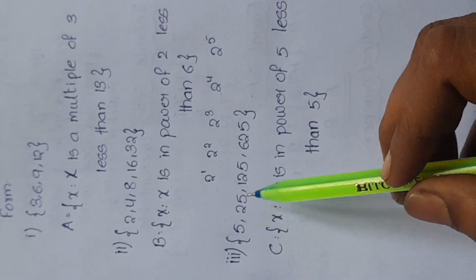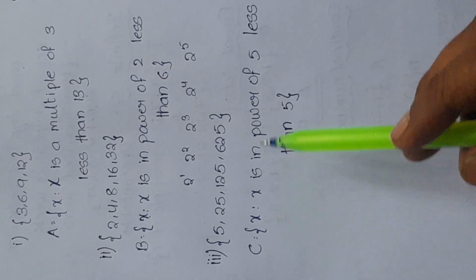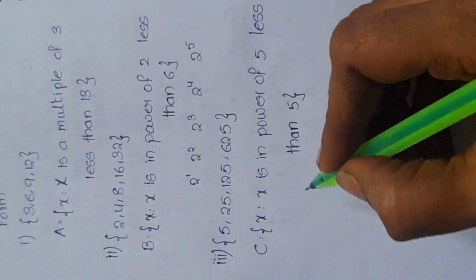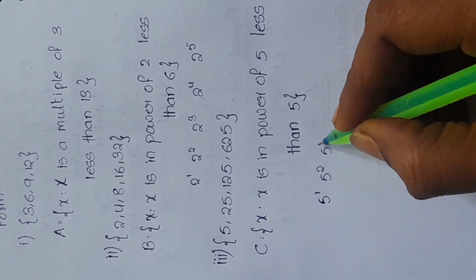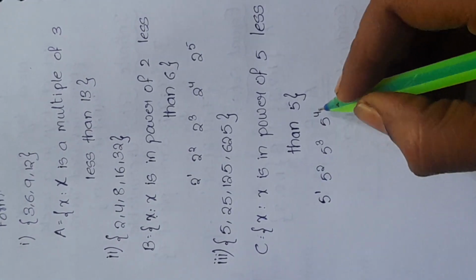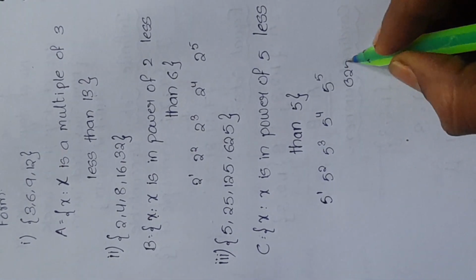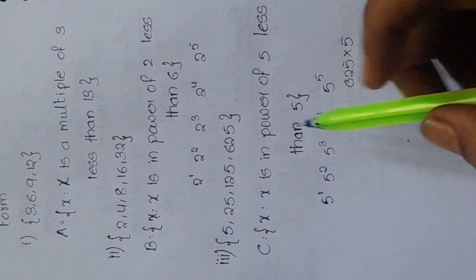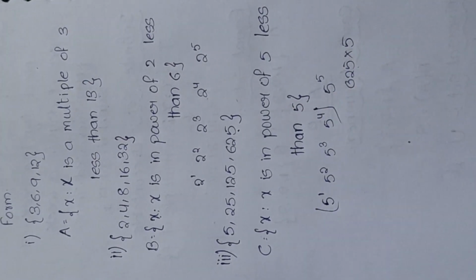Third question is the set {5, 25, 125, 625}. Let us take the set C. x is a power of 5 and less than 5, because 5 power 1 is 5, 5 power 2 is 25, 5 power 3 is 125 and 5 power 4 is 625. If we take 5 power 5, this becomes 625 into 5. This is not given in the roster form. So we should take up to 5 power 4 only.